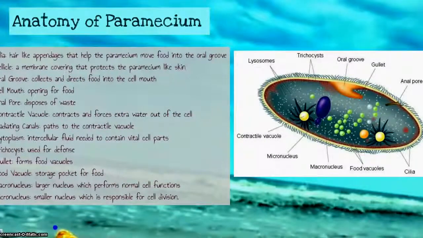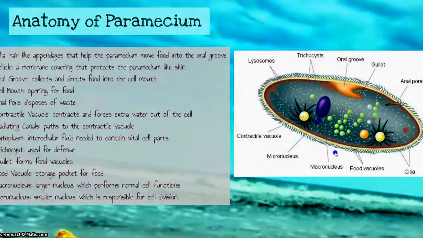So let's go into detail here and talk about the anatomy of a paramecium. They have cilia, as I said before, all around the outer edge, right there, right there. And there are many of them, unlike zooflagellates that only have 2 or 3 flagella. These have a lot of cilia.